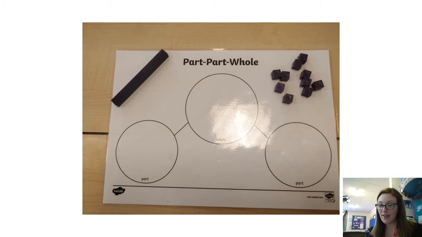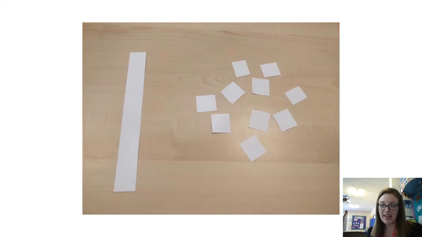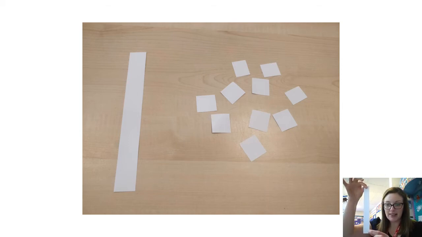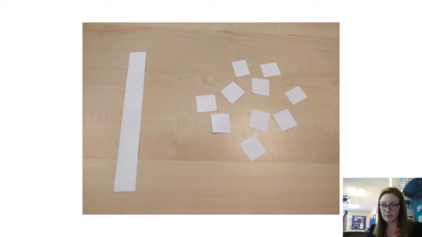Now, I know you don't have these at home, but you can have a go at making your own set of Dienes. So all you need is a piece of paper. So you can see here, I have cut a strip to make my stick of 10. Okay, so instead of having this, you can have your stick of 10 like this. And instead of having your ones, I've cut up some little squares. So you can make your stick of 10 and your ones before you have a go at these activities.